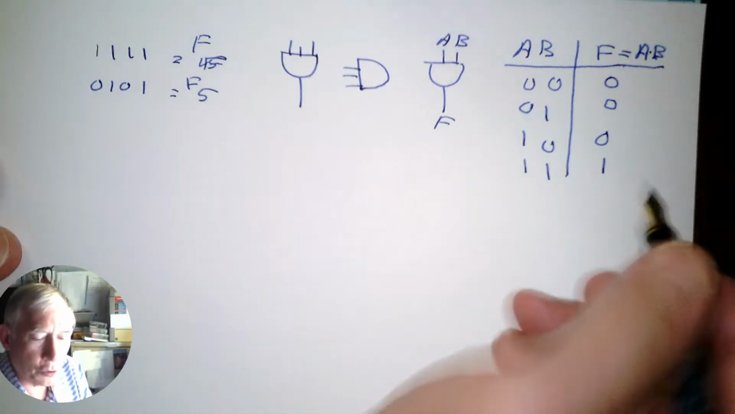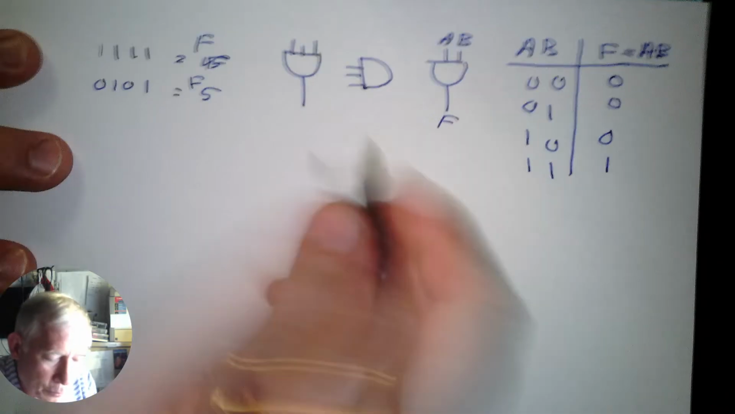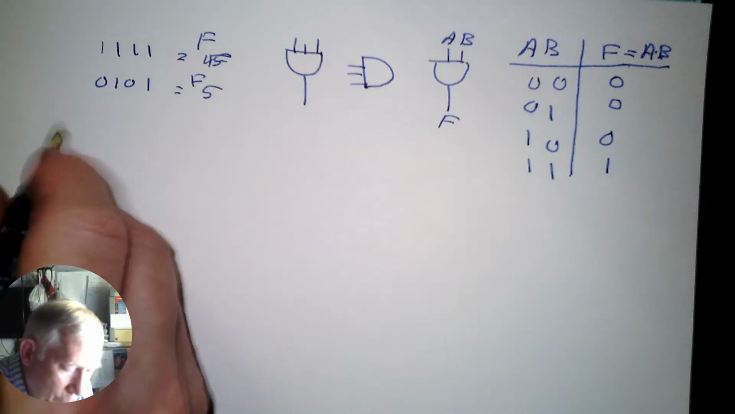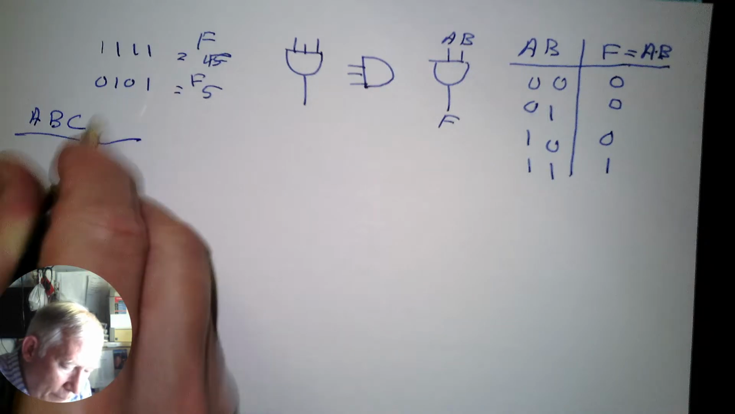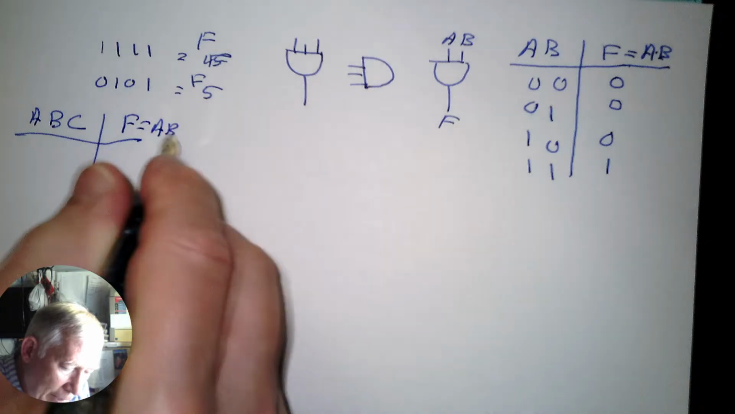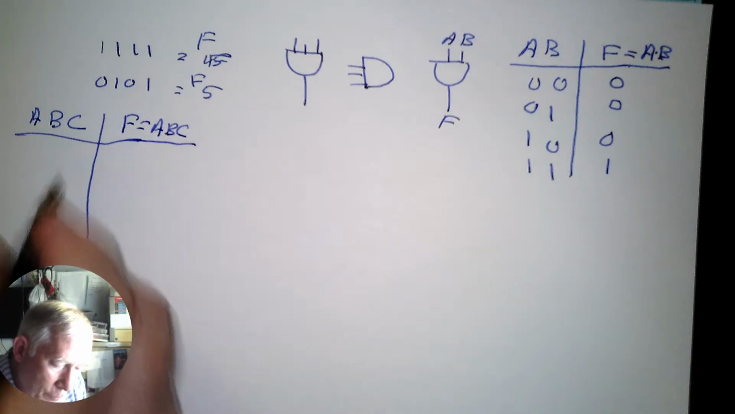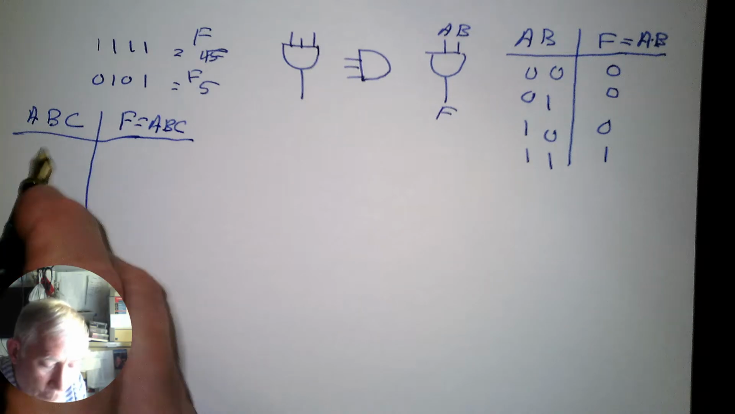So that's the truth table that defines our AND gate. What if we had 3 inputs? Let's do that again. We'll just do the same thing. We'll do A, B, and C, and we'll do F equals A AND B AND C. So now we have to have 8 rows, because we have 3 inputs. 2 to the third is 8.